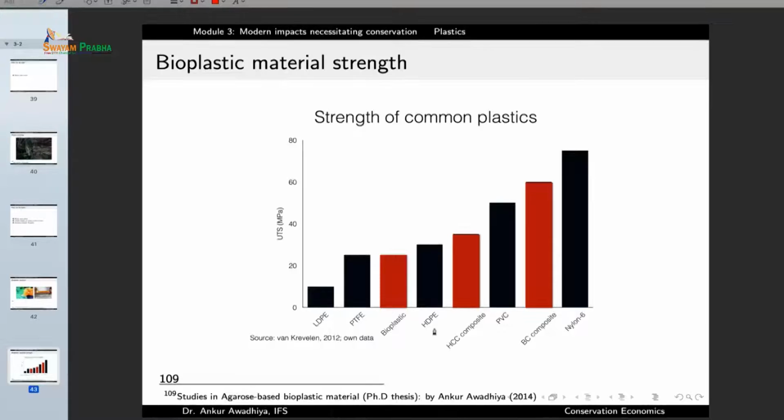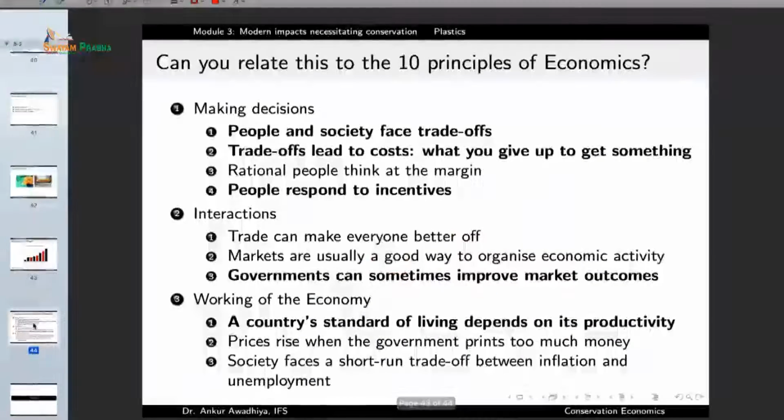So we have alternatives available with us, but then how do you induce people to shift to these bioplastics? Again, you have to make use of incentives. So at all points of conservation, we need to correlate the 10 principles of economics. Now, here the principles that are the most important are people and society face trade-offs. Now, here the trade-off is, earlier we shifted to plastics because during World War II we did not have access to metal, and so we shifted to plastics as a trade-off.